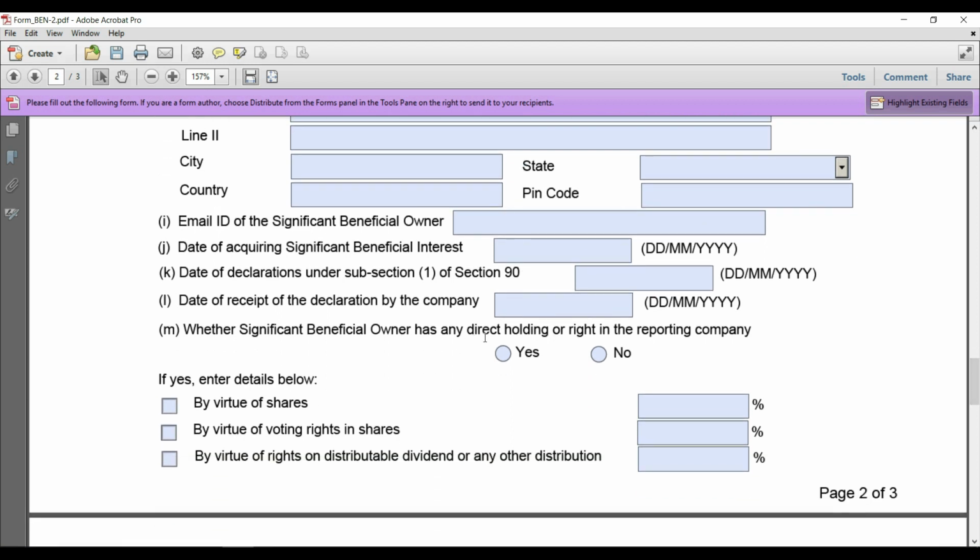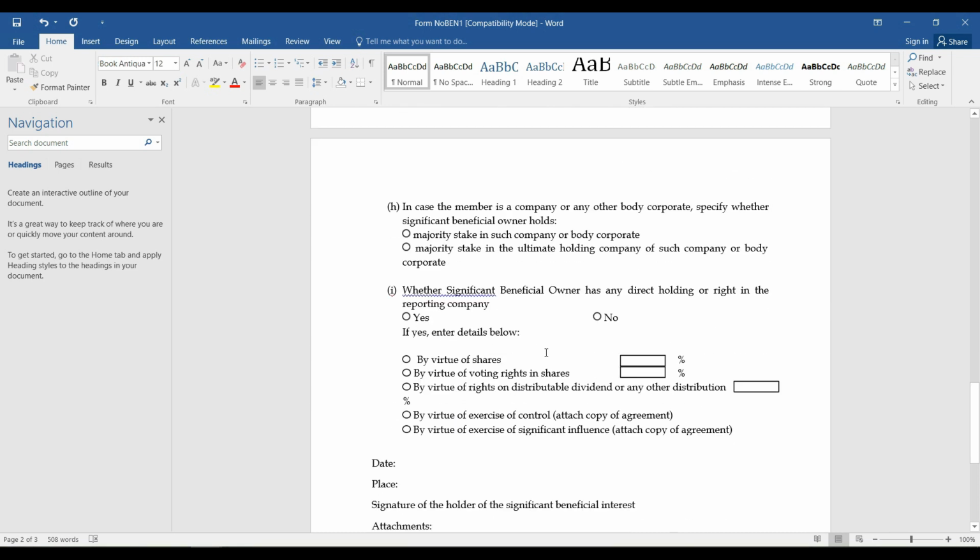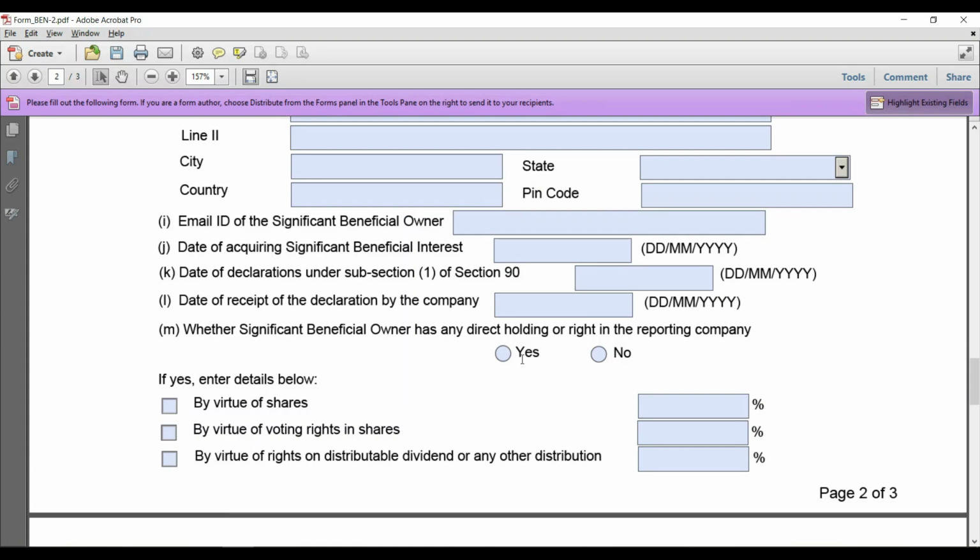When the significant beneficial owner has a direct holding or right in the reporting company, we have to mention it here. If he has a direct holding, then we have to mention that detail. As we saw in the Ben-1 form, if he selects the option yes and mentions the detail, the same detail we have to mention here.